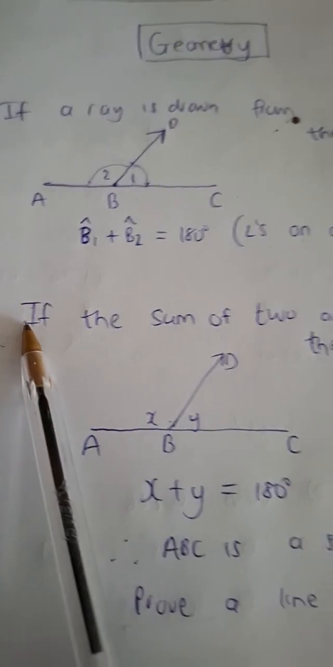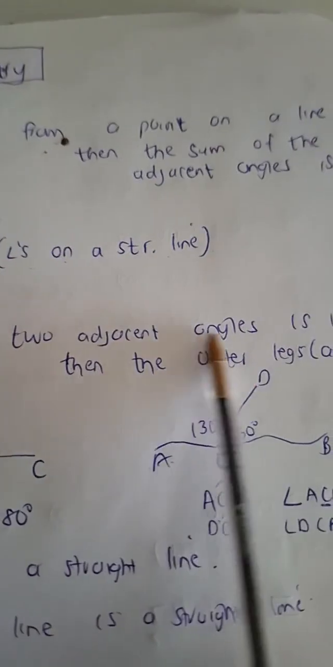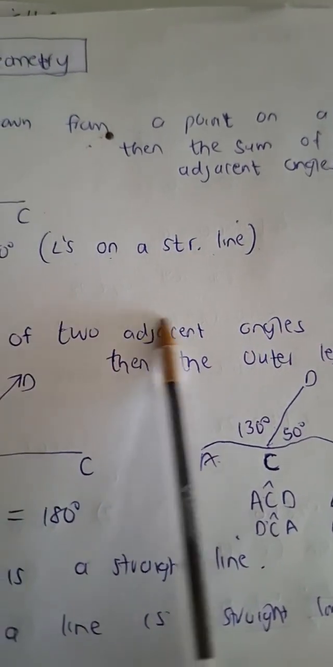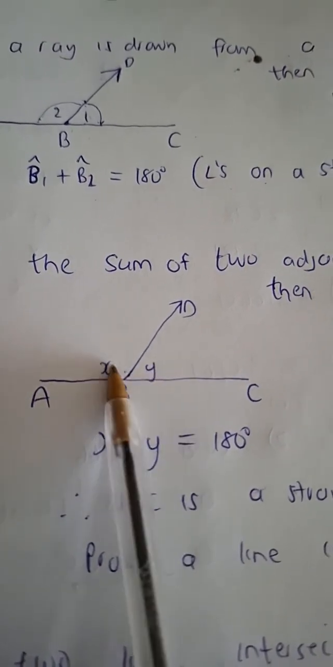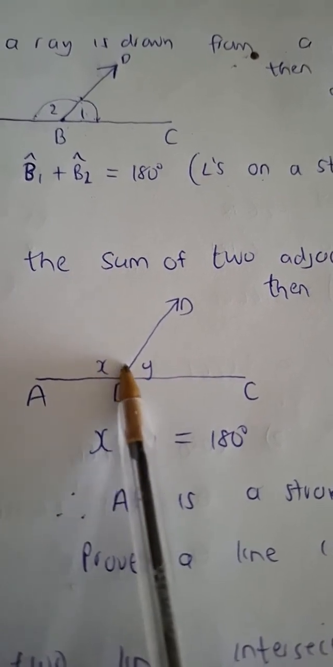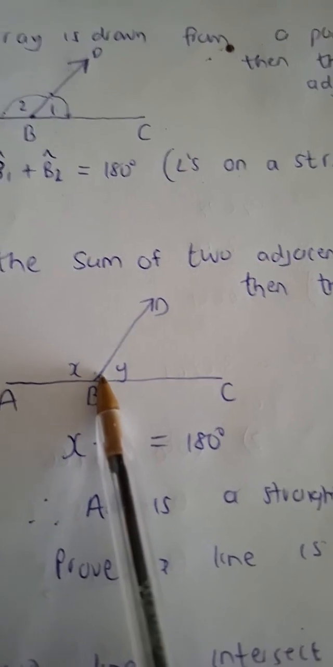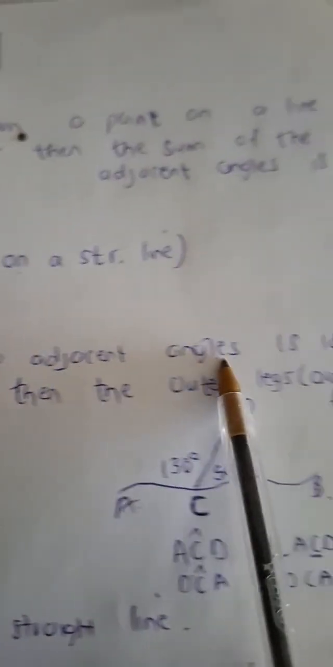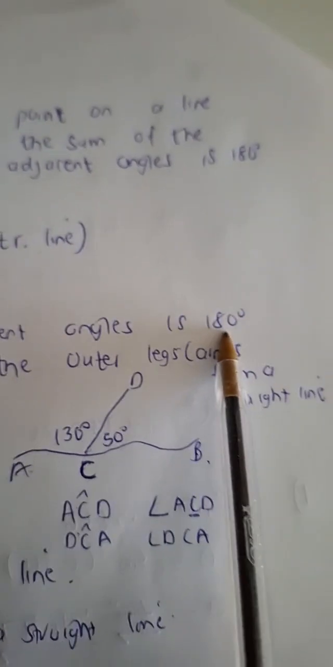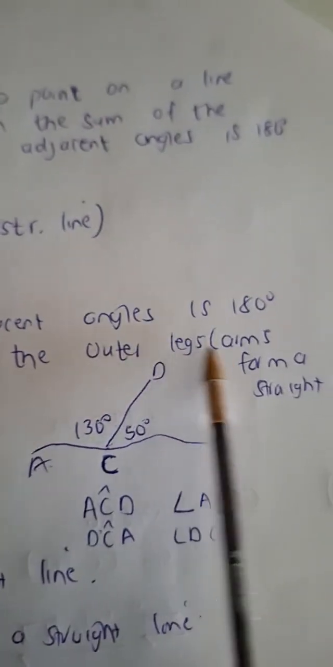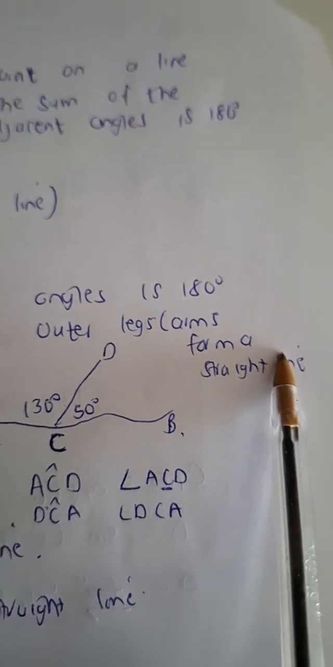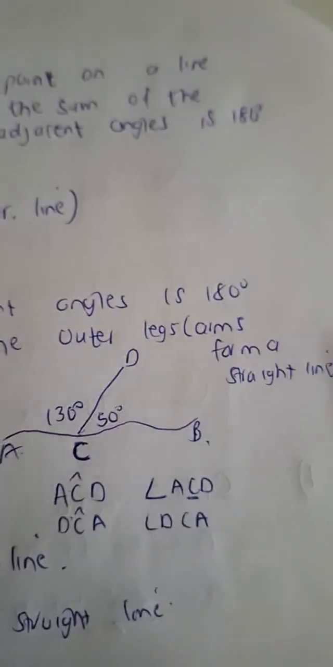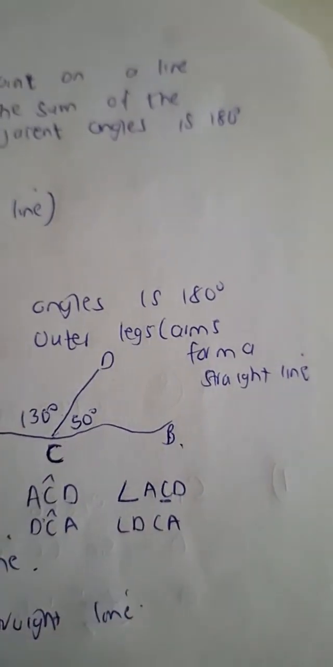Number 2, we also learned that if the sum of two adjacent angles, and the word adjacent means angles next to each other, like this angle and this angle are next to each other, guys. These are adjacent angles, next door neighbor angles, if you want to call them that, adjacent, next to. So if the sum of two adjacent angles is 180 degrees, then we say the outer legs or arms form a straight line. Okay, the outer legs or arms form a straight line.